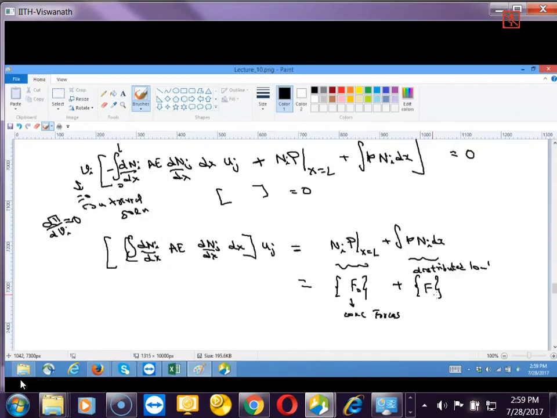Now this fellow I can write as Kij. Let's define what is Kij, uj. So let me rewrite it in a simpler fashion. You can write it as the ith component here, because I am writing for the ith equation. Or I can write it as K times u is equal to f naught plus f.